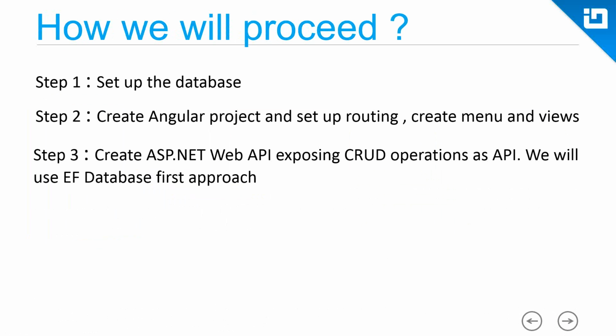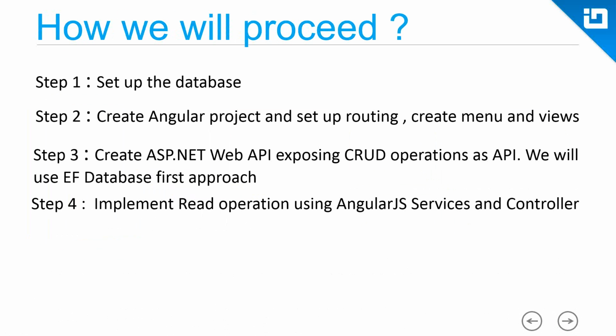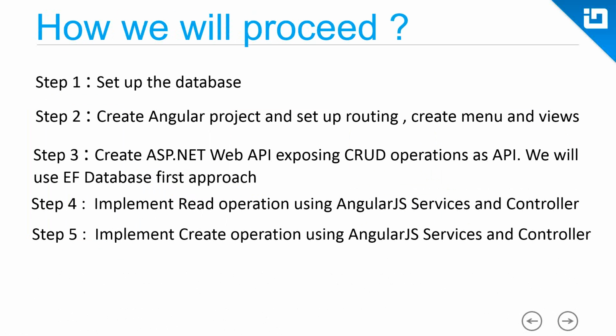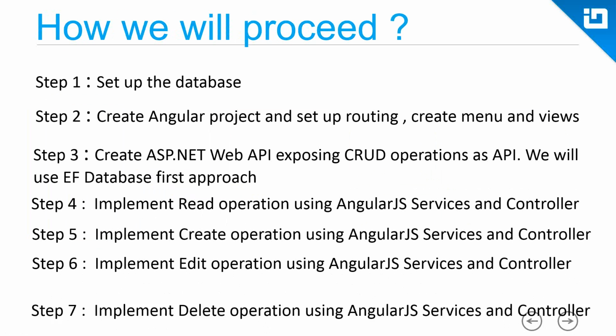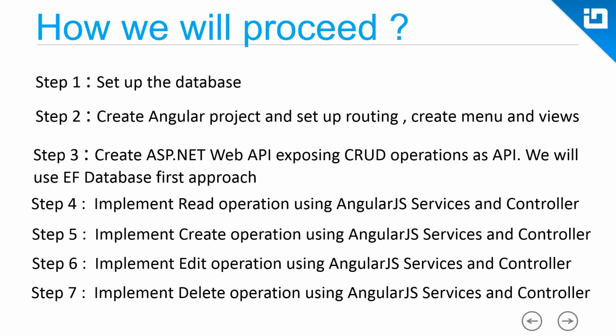Once Web API gets created, in step 4, we'll implement the read operation using AngularJS services and controller. So when I say read operation, you saw that simple app, the home view I'm talking about here. Then in step 5, we'll implement create, which means the add view. Step 6 will implement edit, which is your edit view. And step 7 will implement delete, which is our delete view. So we are going to proceed like this.